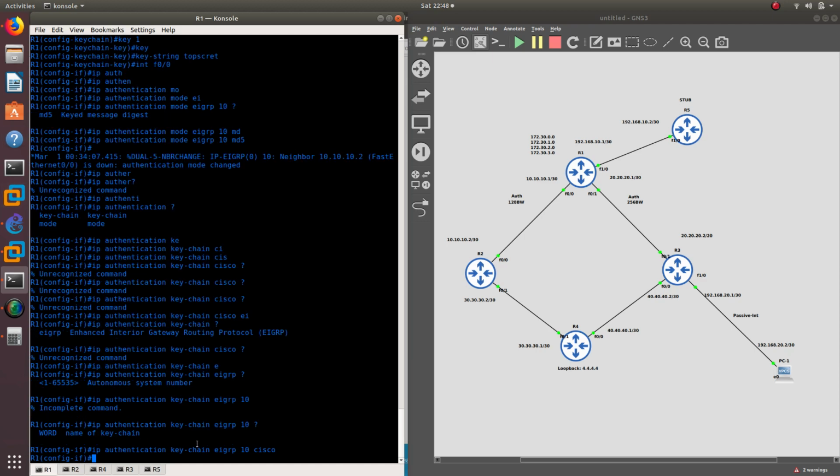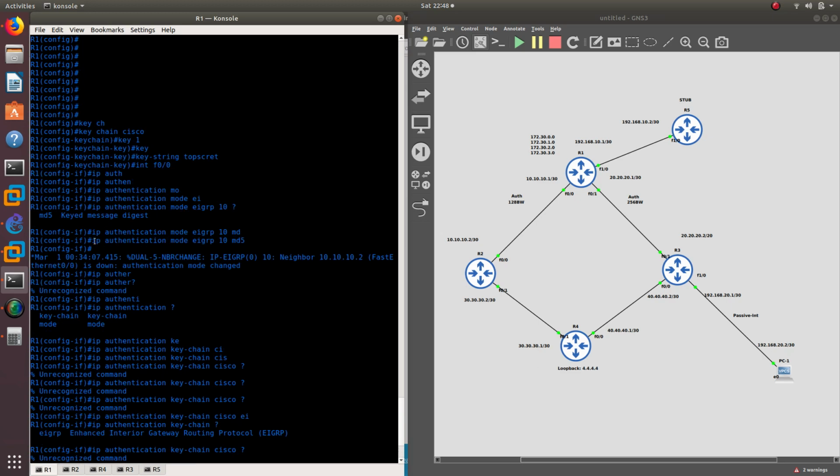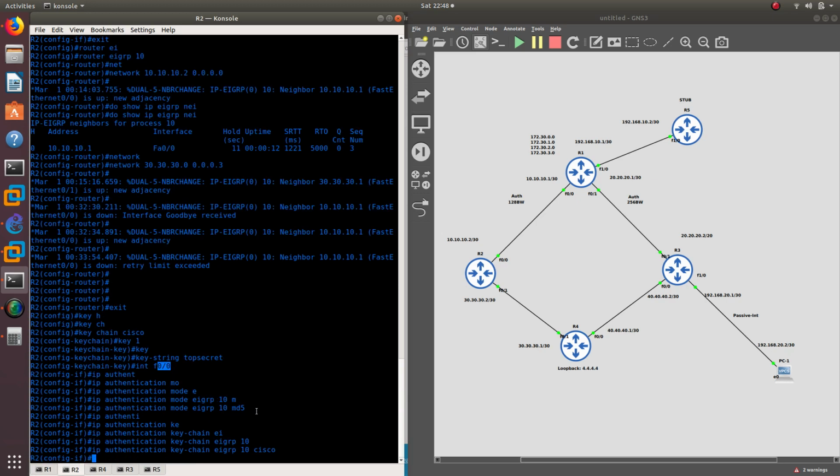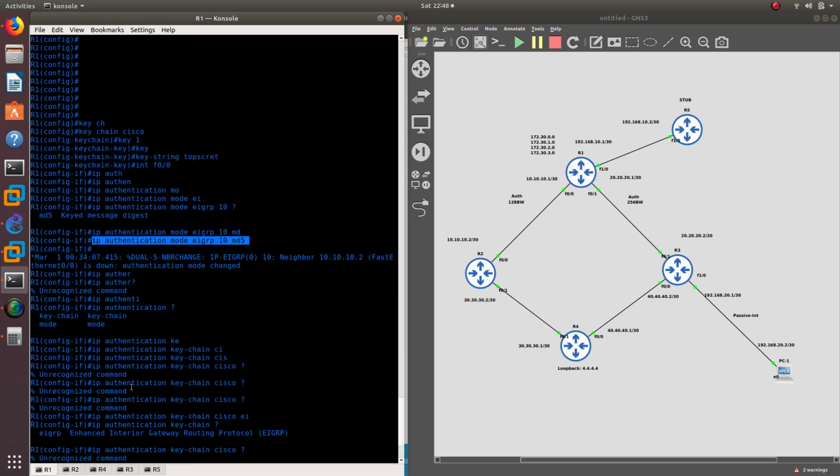So we name it key chain 10. That's good. Cisco. IP authentication mode EIGRP 10. We did that. We used key string tap. Okay, so this one is not matching. As you can see, this one is taps taps taps SCRET, and that's why it's not working.